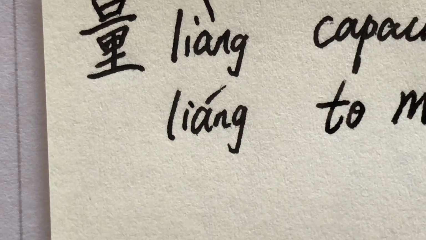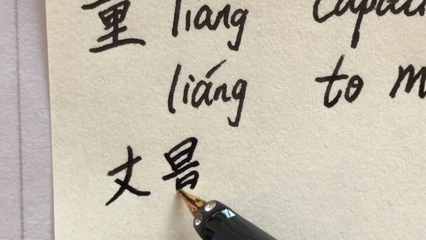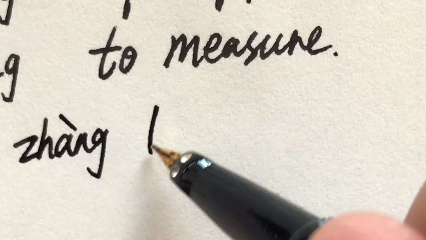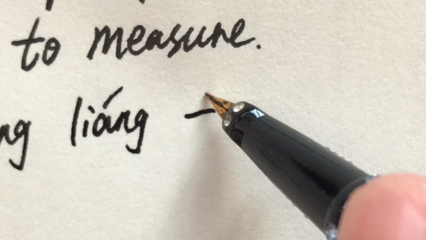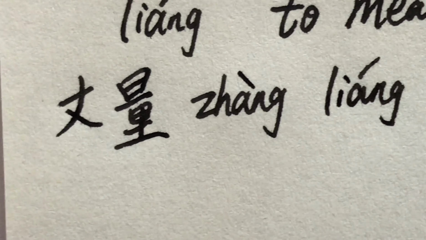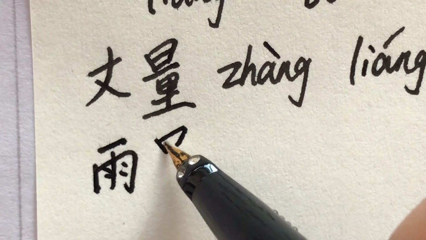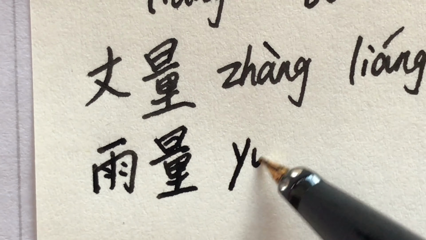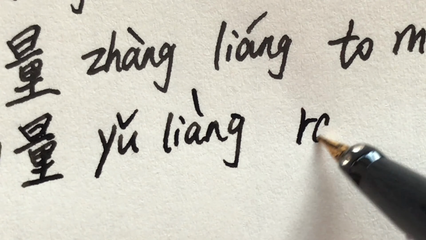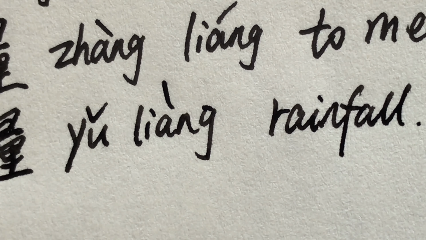For example, 丈量, to measure, measurement. Next one, 雨量, means rainfall. 雨量, rainfall.